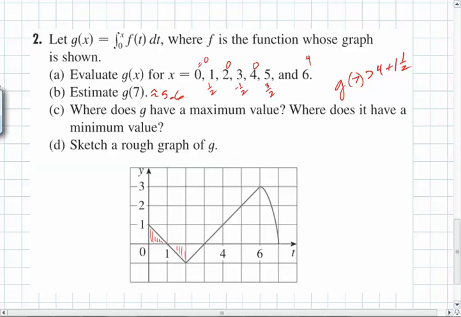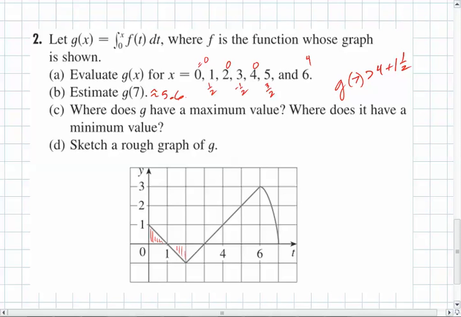Where do you think G on this graph has a maximum value? 6. You sure? G is the area under the curve. So where is the area under the curve greatest? 7. As long as you're above the x-axis, you're adding to it, correct? So it's positive, then it's negative, but then it grows. It's still growing, right? It's not asking where f of t is greatest. Where is f of t greatest? 6. But where's g of x greatest? 7.